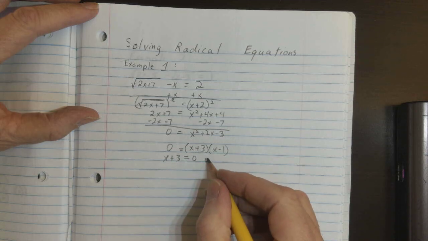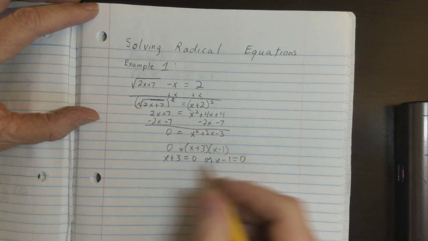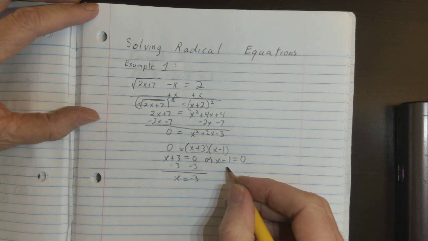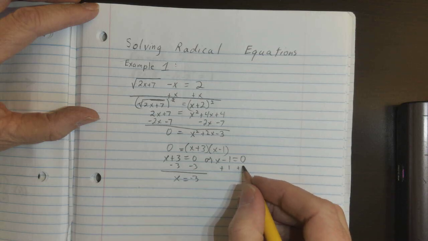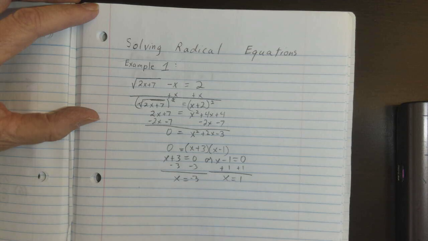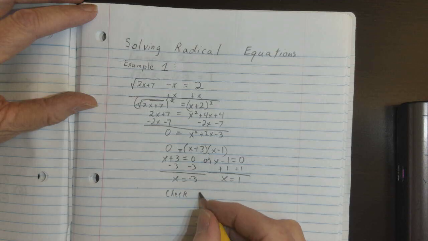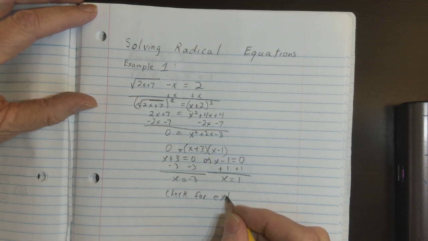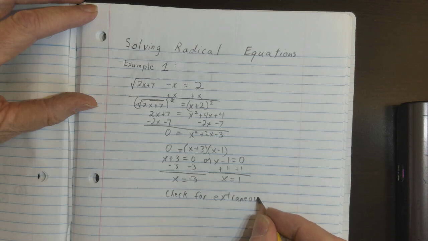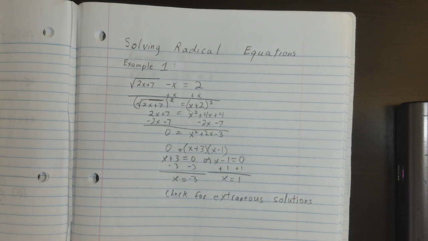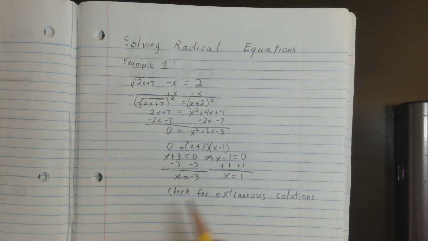So x plus 3 equals 0, or x minus 1 equals 0. So I'm going to subtract 3 from both sides, and I've got x equals negative 3. I'm going to add 1 to both sides, and get x equals 1. Now, you've got to check for extraneous solutions. Okay, we are just solving within the set of real numbers. We're solving for all real numbers that would work, and negative 3 and 1.